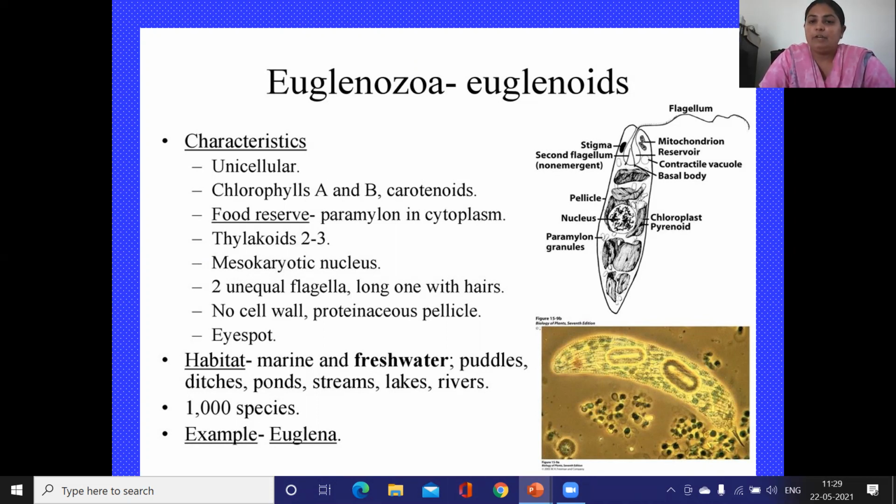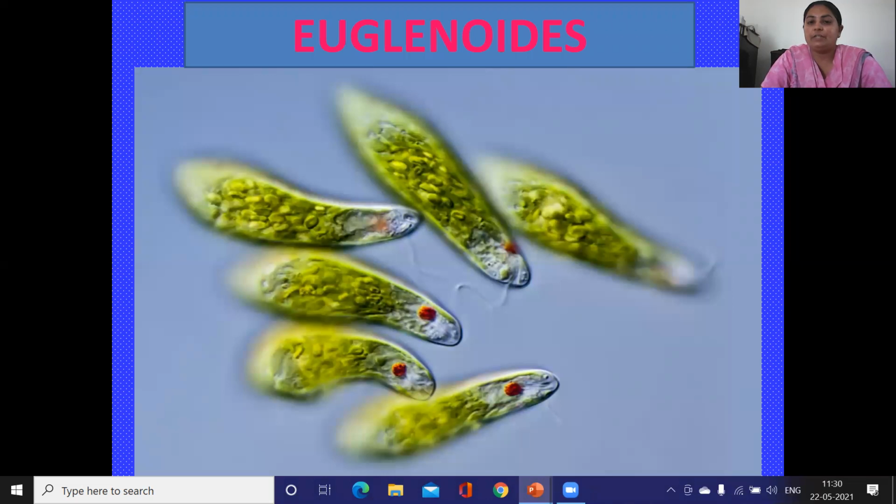So 90% of euglenoids are freshwater euglenoids. They are found in puddles, ditches, ponds, streams, lakes, rivers, etc. But a few forms are also found in the oceans or marine environment. So the representative member of euglenoids is Euglena. Yes, students, here I have shown you the picture of these euglenoids. In fresh water, these euglenoids show a structure like this.